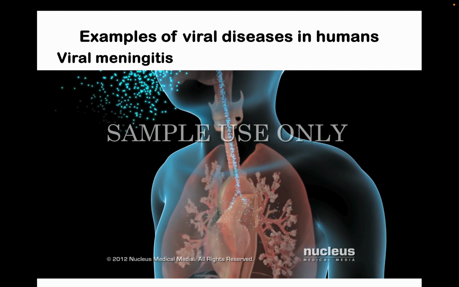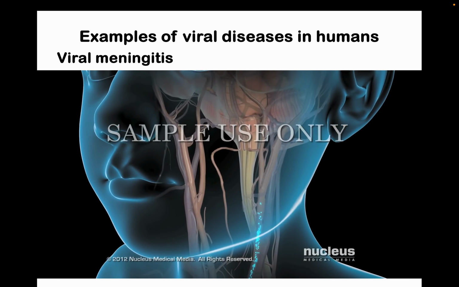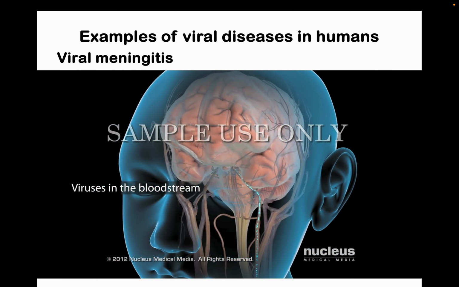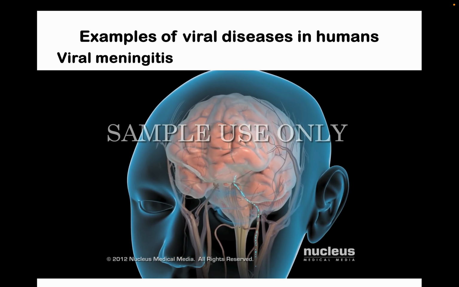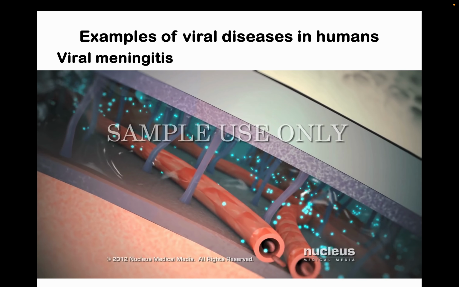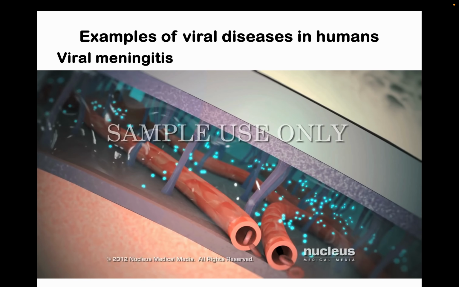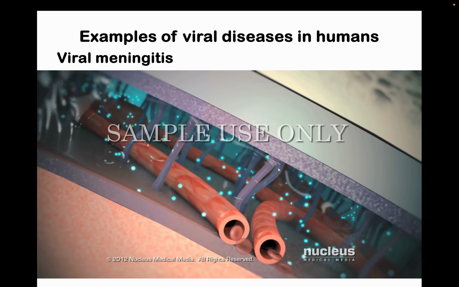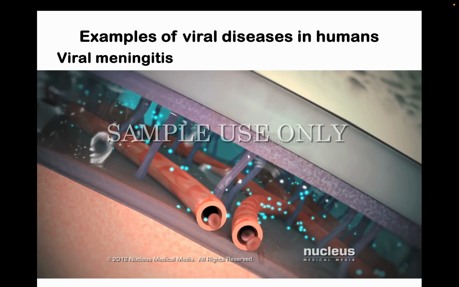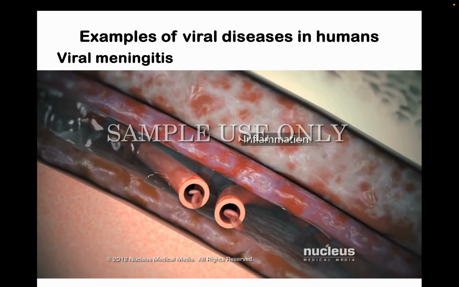Once inside the body, the viruses make copies of themselves and enter the bloodstream. Viruses travel through the bloodstream to the brain, where they cross the border between the bloodstream and the brain into the cerebrospinal fluid. The viruses spread throughout the cerebrospinal fluid and infect the cells of the meninges. The meninges become inflamed as the immune system begins to fight off the infection.